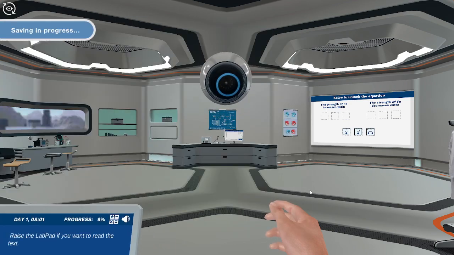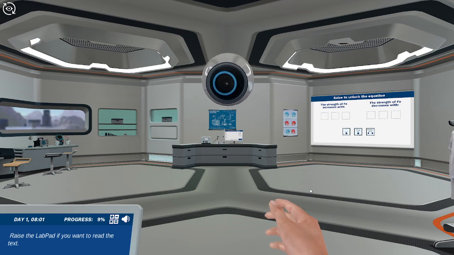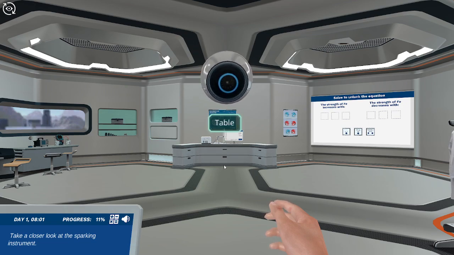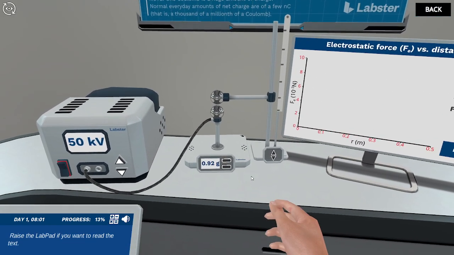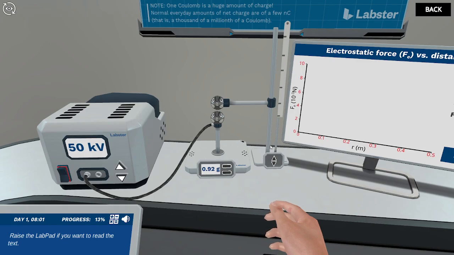What? An instrument is sparking? Perhaps we should take a better look. Take a closer look at the sparking instrument. Oh, how convenient. This is a setup commonly used to demonstrate Coulomb's law.